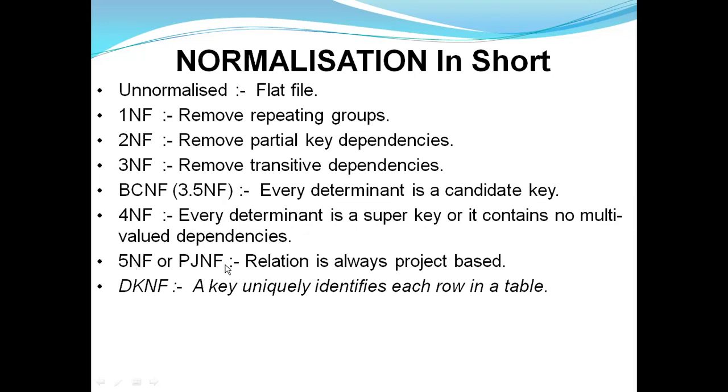5NF or PJNF. PJNF full form is project join normal form. So here everything depends on project based. Last is DKNF. So here all the determinants are a domain key. Simple. So with this we completed the normalization.